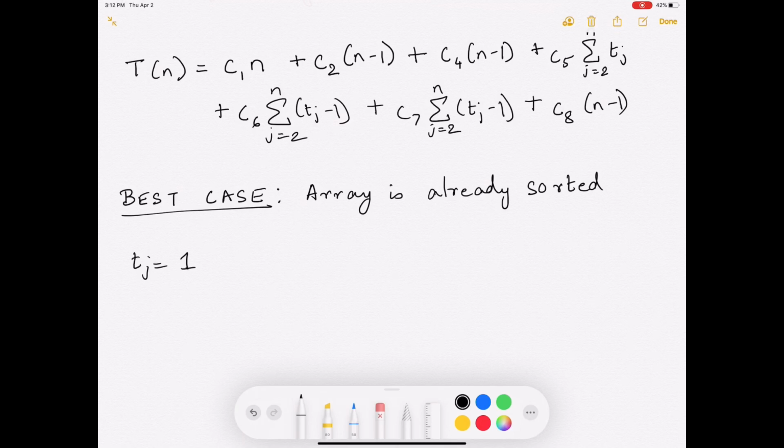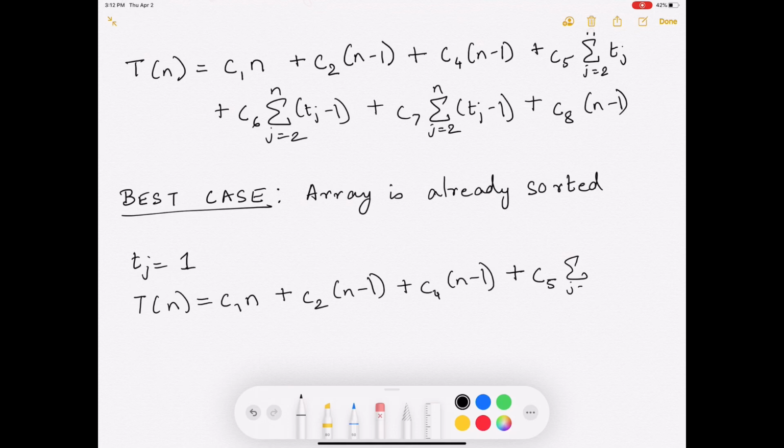That's the best case. So what we have is T(n) is going to be C1n plus C2(n minus 1) plus C4(n minus 1) plus C5 times summation j equals 2 to n of 1. C6 and C7, they're going to be multiplied with 0, and that is C8(n minus 1). This summation is nothing here, but it's going to evaluate to n minus 1. That's what that summation is going to evaluate to.